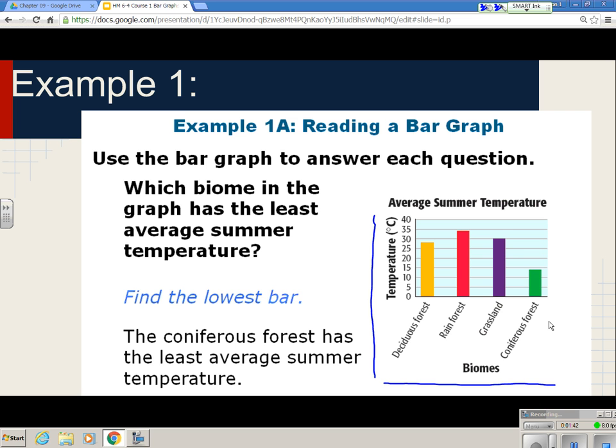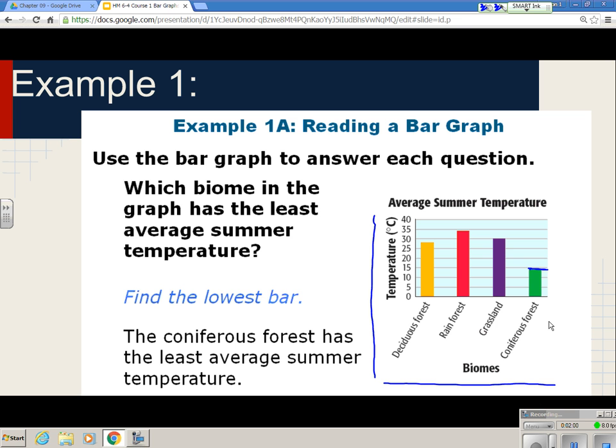So the question says, which biome in the graph has the least average summer temperature? With a bar graph, it's real easy to see which bar is the lowest, and you can easily tell that it's coniferous. It's the lowest one. So your answer would be coniferous. So a bar graph really helps you just basically organize.